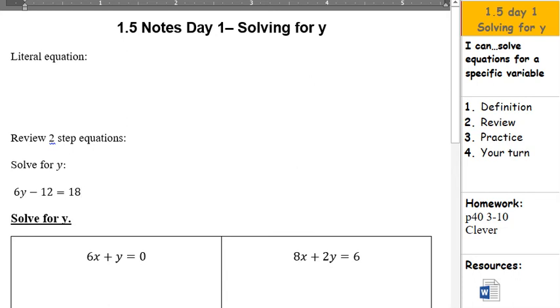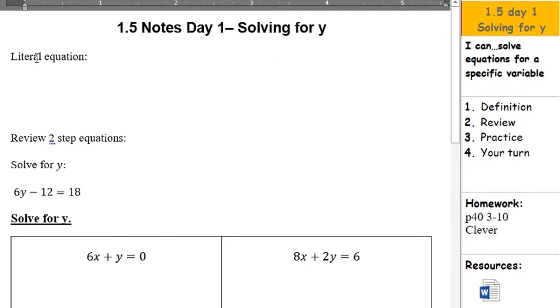Hi guys, here we have the 1.5 notes day 1. So this is solving for y. Our whole goal today is we want to be able to solve equations for a specific variable. So we'll get equations that look like this, and we have to solve just for the y.